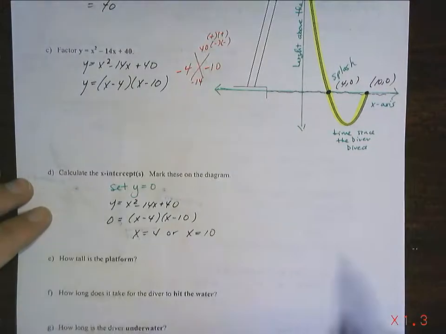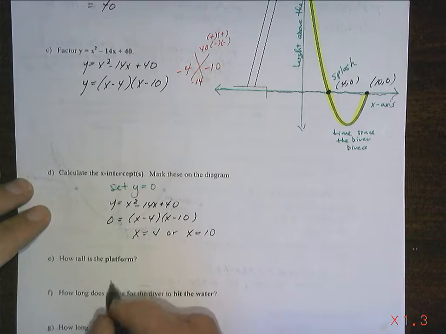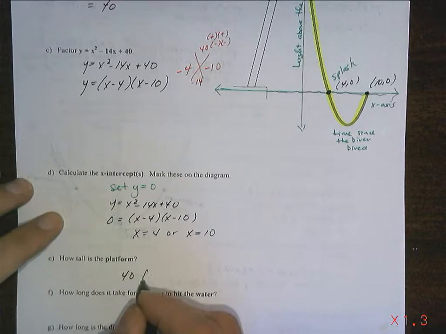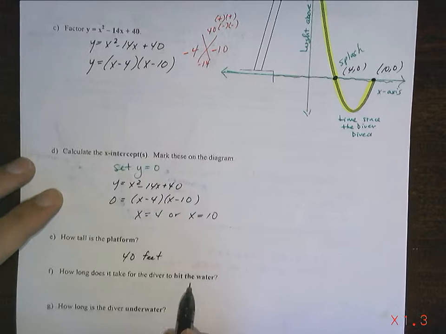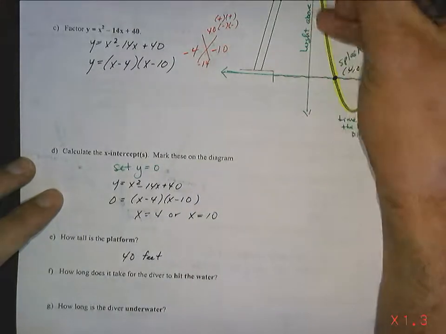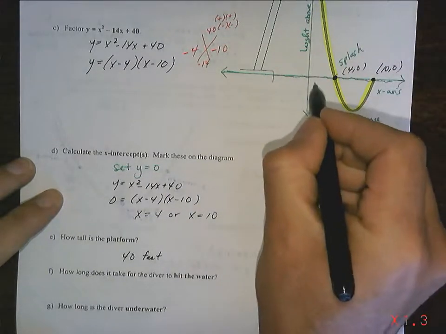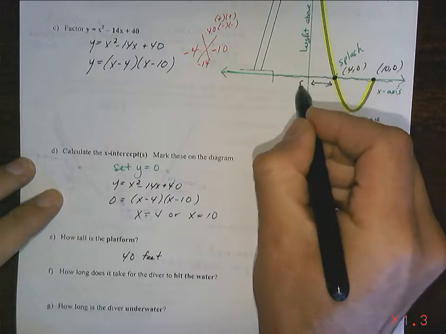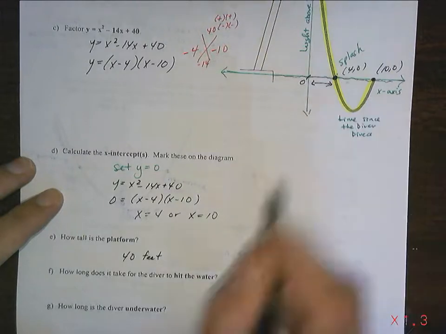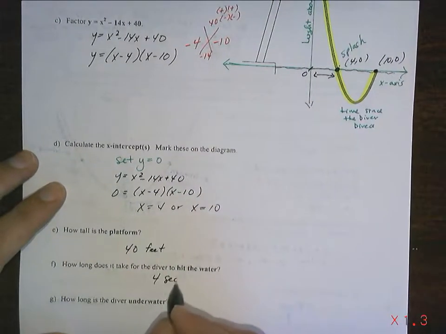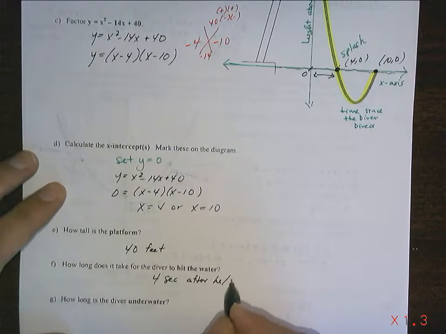How tall is the... Told you that was coming. How tall is the platform? 40 feet. How long does it take the diver to hit the water? So how long does it take to go from here to here? Well, this x distance, this is 0, this is 4, so 4 seconds after he or she dives.